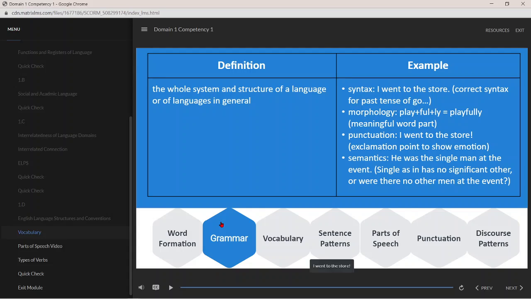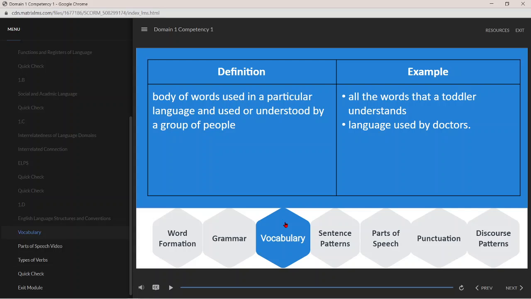Punctuation, I went to the store! The exclamation point shows emotion. Semantics, he was the single man at the event. Single as in has no significant other, or were there no other men at the event. Vocabulary. Definition: body of words used in a particular language and used or understood by a group of people. Example: all the words that a toddler understands. Language used by doctors.